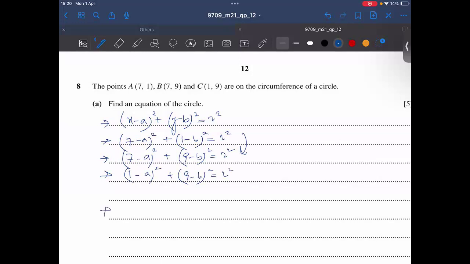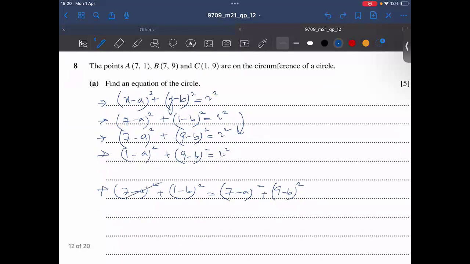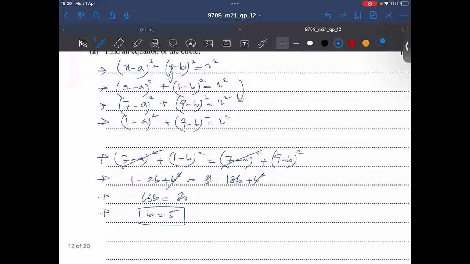So it's going to be 7 minus a whole square plus 1 minus b whole square equals 7 minus a whole square plus 9 minus b whole square. This and this are going to get cancelled. So it's going to be 1 minus 2b plus b square equals 81 minus 18b plus b square. B square gets cancelled, so 16b equals 80, and b is going to be 5. Is it clear or not, Mr. Ahmad Ahmed?